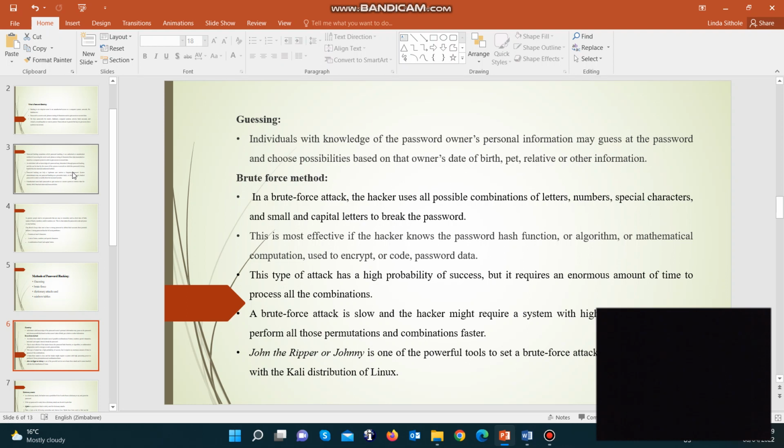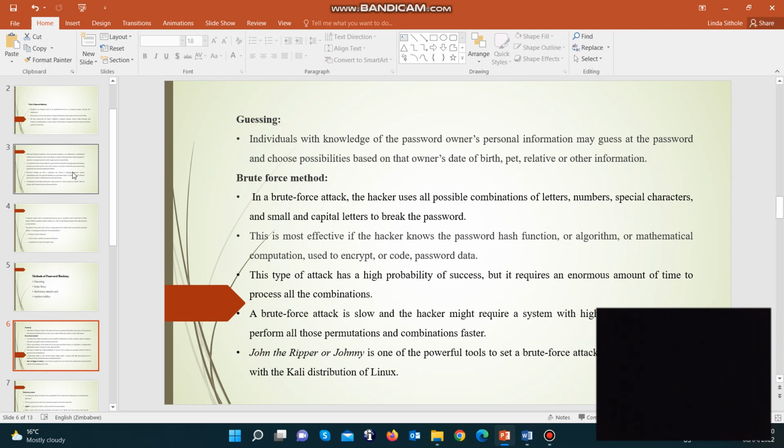So, guessing is when an individual who has knowledge about a second individual just thinks maybe Linda's password could be Linda, or maybe Linda was born in 1920, so their password could be 1920. Usually, those people who guess passwords can at times get away with it when they guess correctly. There are some people who set their passwords so weak that anyone who just guesses their password can gain entrance to their resources and have access to their information. That's one method of password hacking. People use guessing.